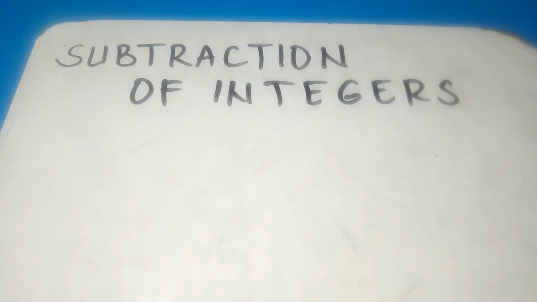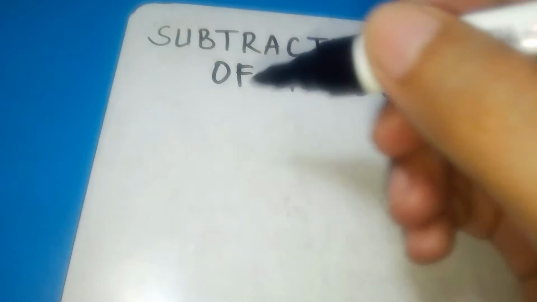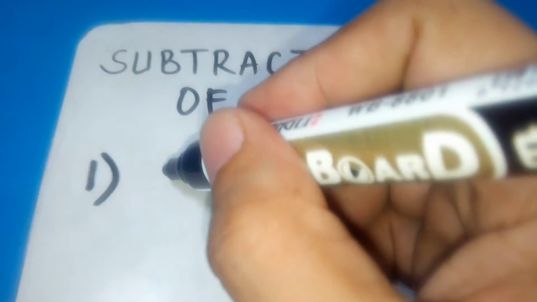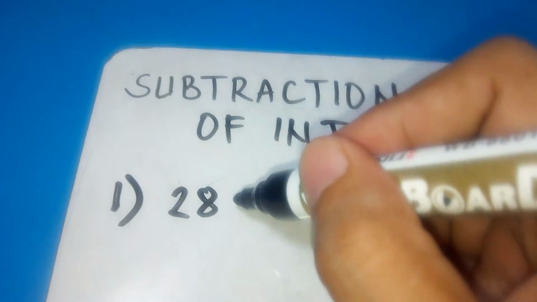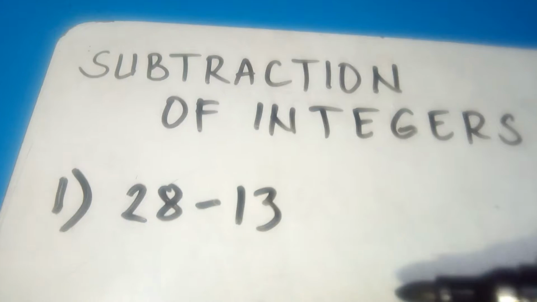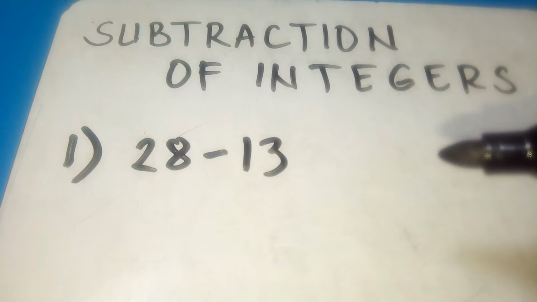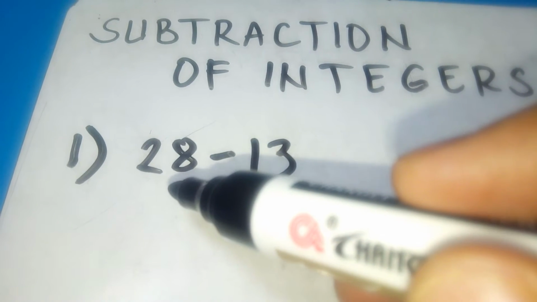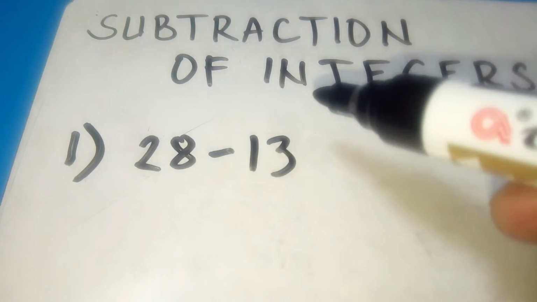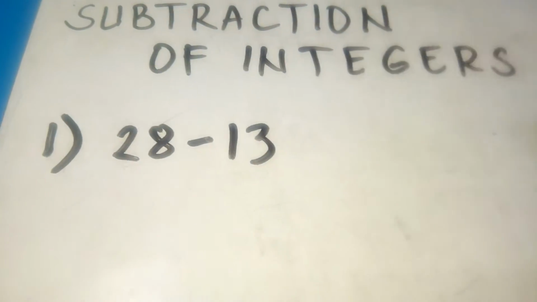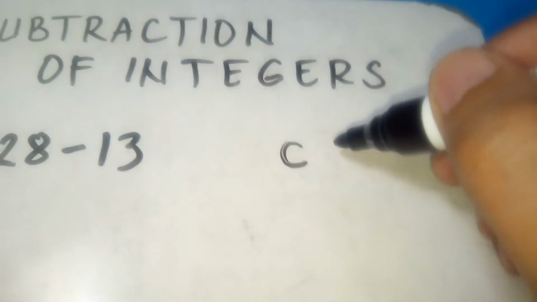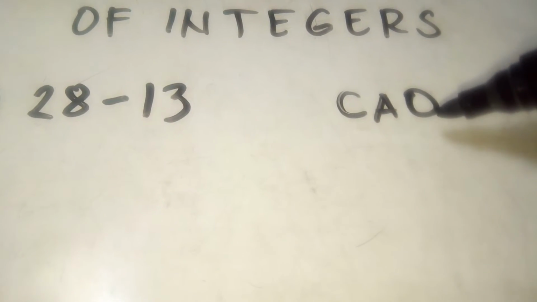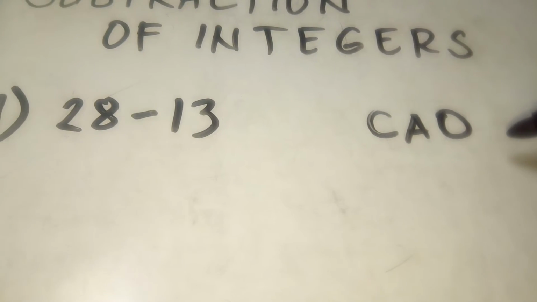Okay, so let's start. Let's have example number 1: 28 minus 13. In subtracting integers, you have to copy the minuend and add the opposite of the subtrahend, or in short, that's CAO. So copy, add the opposite or the additive inverse of the subtrahend.